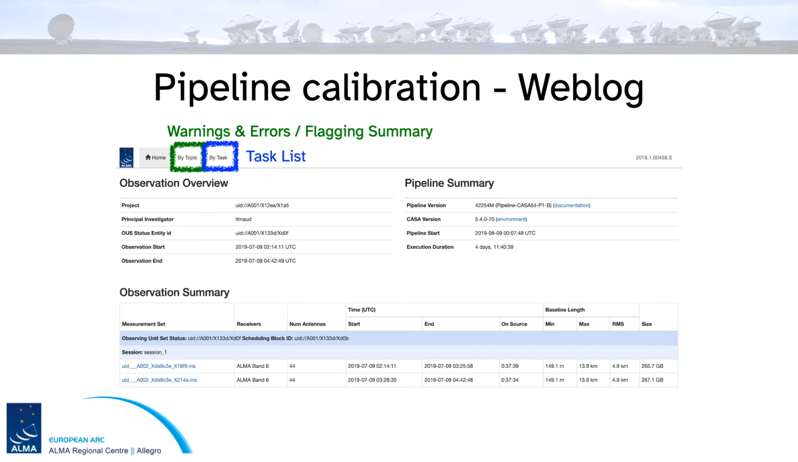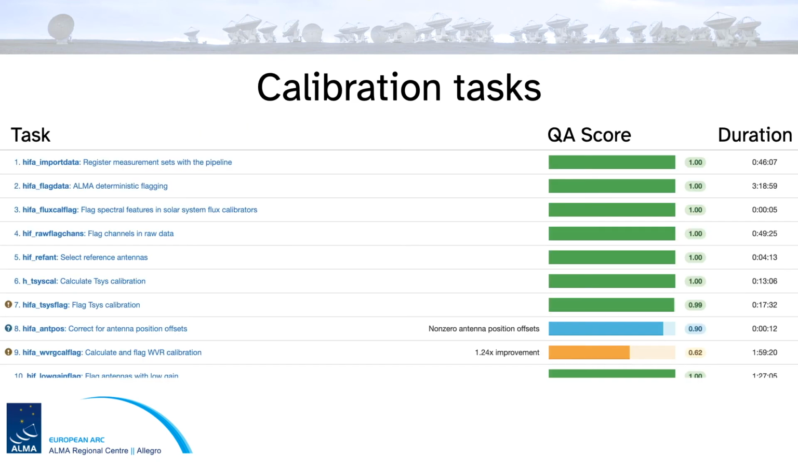The By Task tab gives a list of all calibration tasks that were run. Here, one can find more information about each of the calibration steps. Each task gets a QA score assigned, which gives a quick insight into any problems that occurred during the task. On the right, the duration of each task is listed. I will now show some of these tasks and the corresponding plots in more detail.